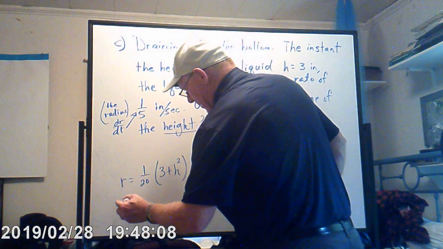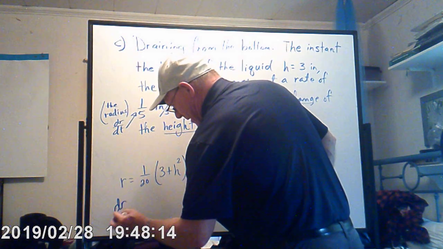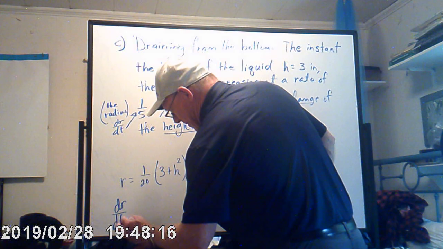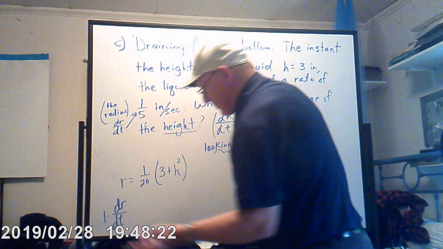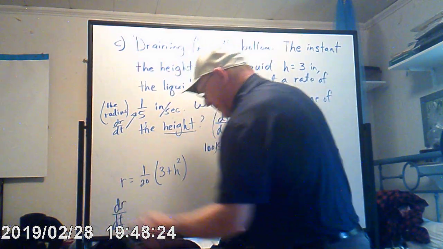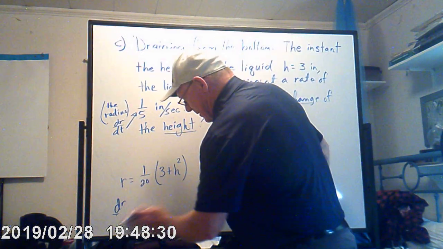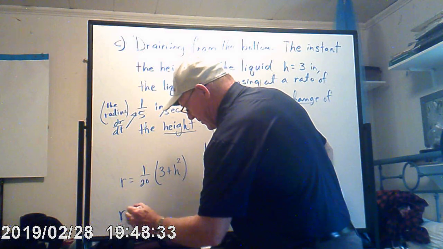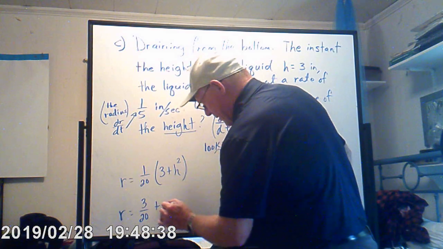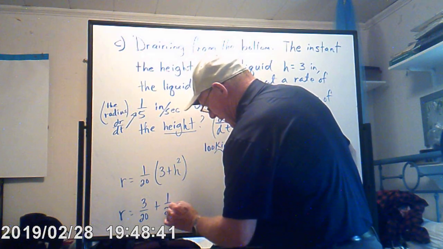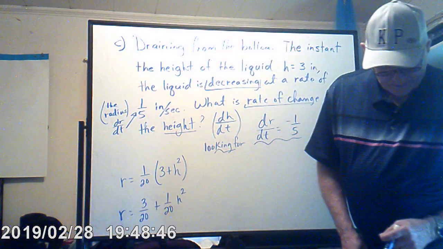The derivative of r is 1, but now just dr over dt. Don't forget that every time you take the derivative. Well, let's just do it this way. I like to just multiply this: 3 over 20 plus 1 over 20 h squared. That's what I'm doing there.